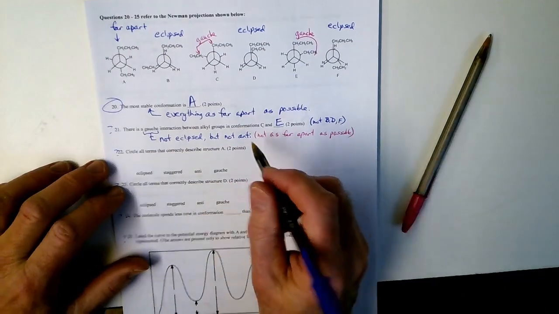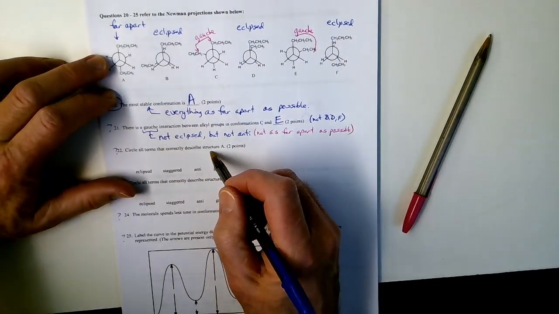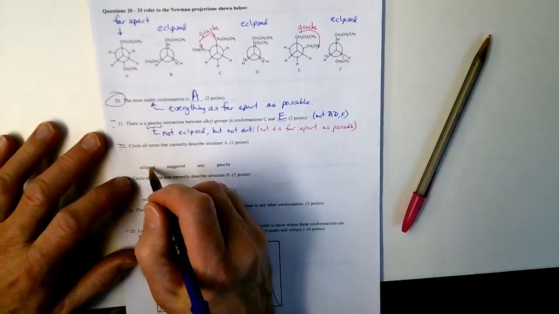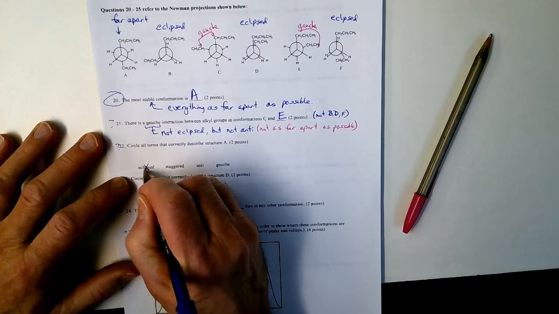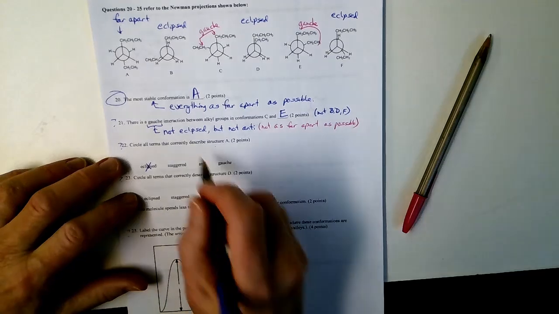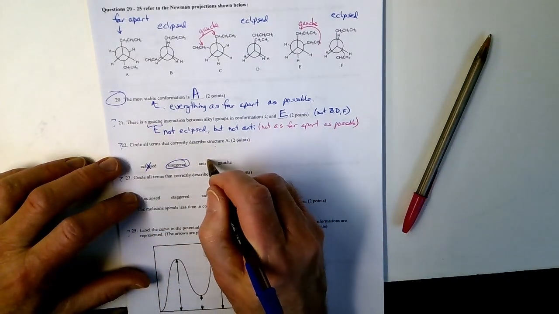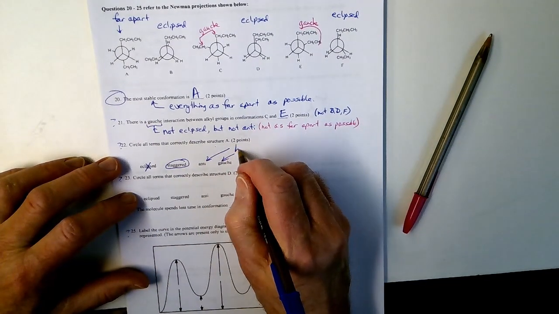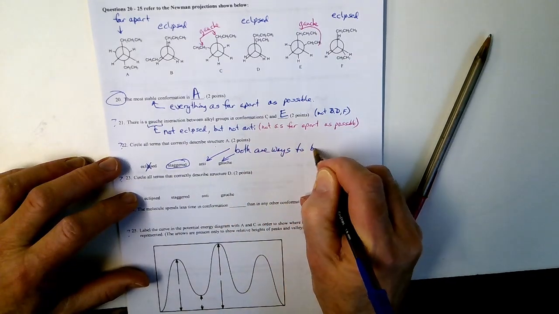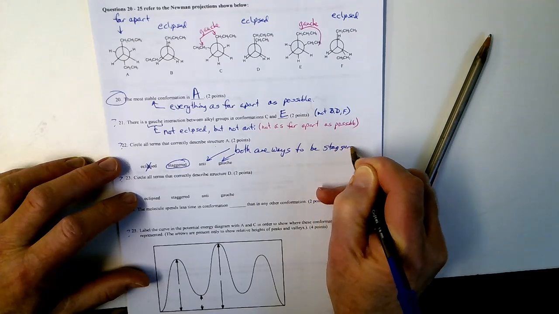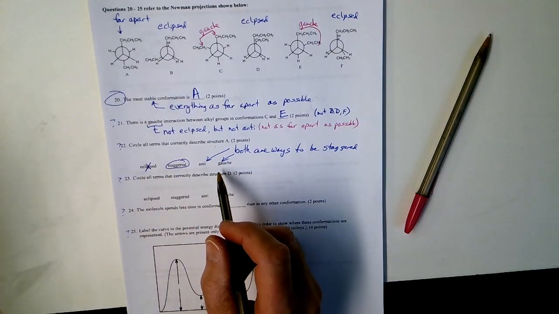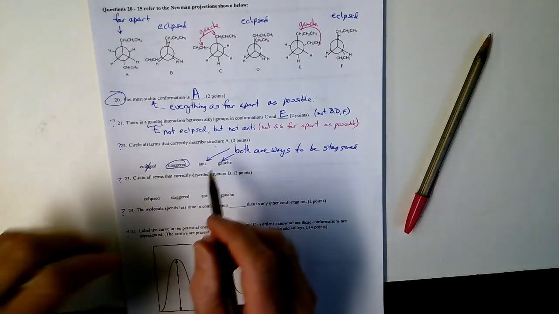Circle all terms that correctly describe structure A. We're back to the one that's the most stable. What would you say? Is it eclipsed? No way. It's nice and relaxed. Is it staggered? It is. Now there's more than one way to be staggered. Both of these are ways to be staggered. And of those 2, anti or gauche, which one is A? It's anti.